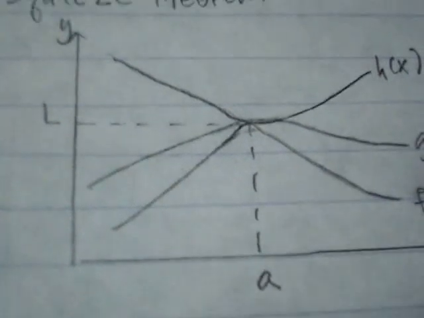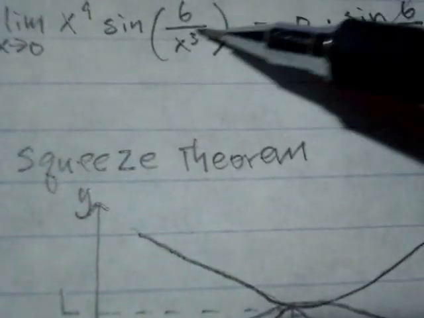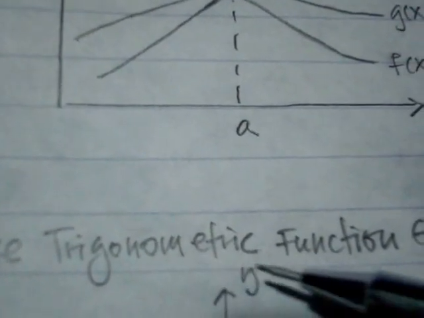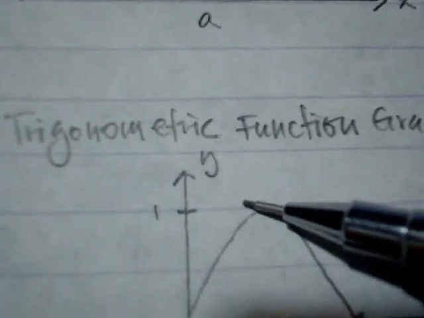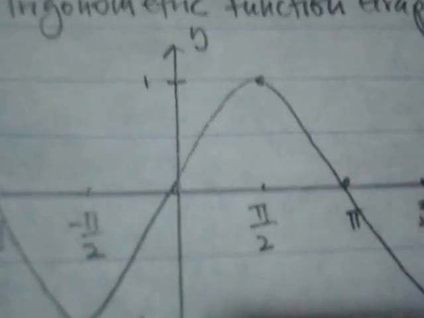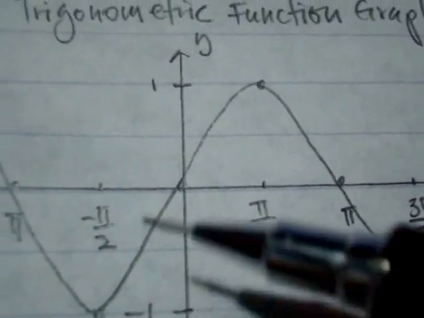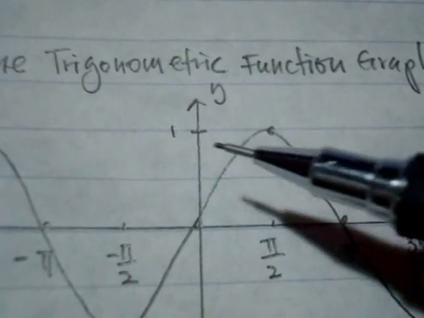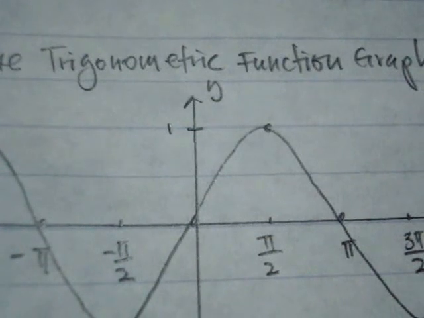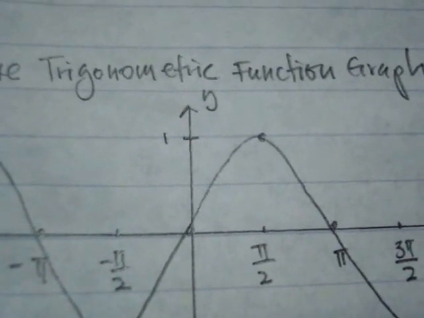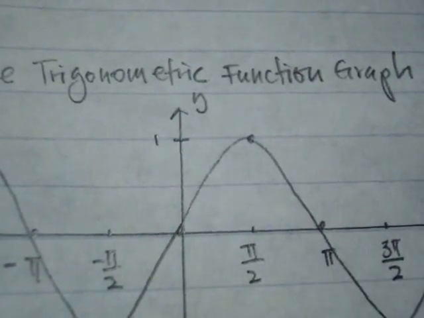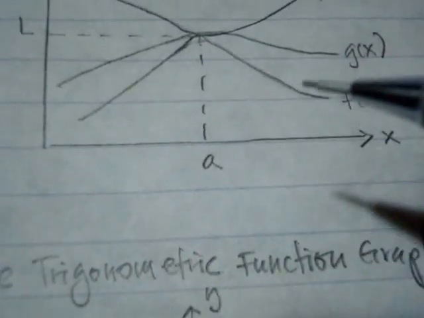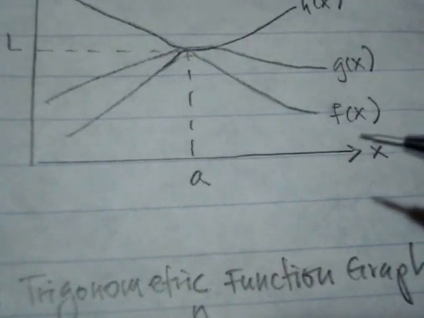In this particular case, the sine right here, the range of the sine trigonometric function graph, is 1 and -1. So this is the graph of the sine trigonometric function, and the range is 1 and -1. Once you know that, the 1 and the -1 also represent the numbers for h(x) and f(x).